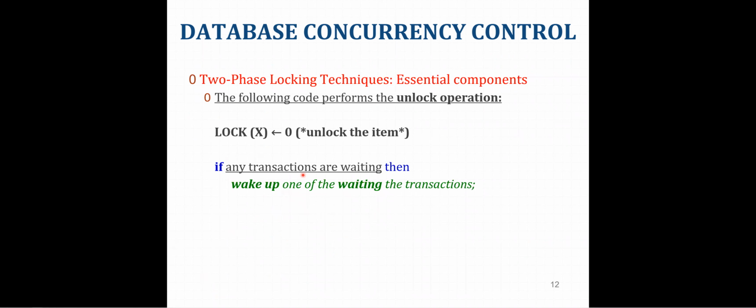How to unlock the operation? You already locked it. To unlock it, you just change lock X to be 0. That's it, because it was 1. If any transactions are waiting, then wake up one of the waiting transactions. So after you change it to 0, the manager will check the queue for you. If there are other transactions waiting, it wakes them up, lets them know that the variable X is already available, and lets them take it and reserve it. Okay, so these are the 2 cases, lock and unlock.